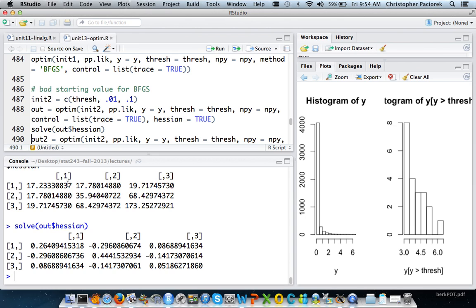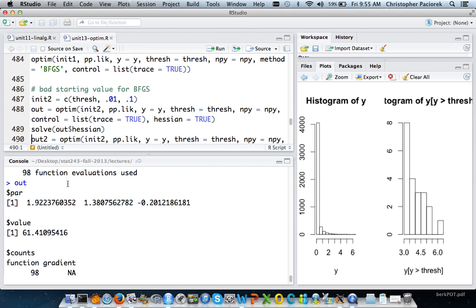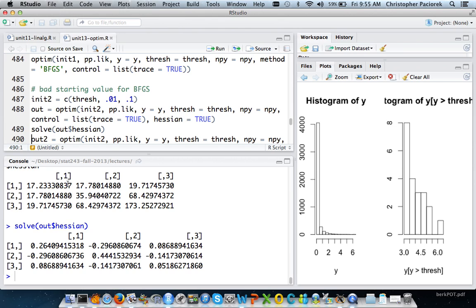I get standard errors of 0.26, 0.44, and 0.05 for the variances. So I had 1.92 with a standard error of 0.26, and then I had, I think, I don't remember exactly what it was, 1.38 with a standard error of square root of 0.44, and then I had, I think, minus 0.2 with a standard error of square root of 0.05. So at least just ballparking those numbers, they don't seem crazy in terms of the size of the standard error relative to the magnitude of the estimates.